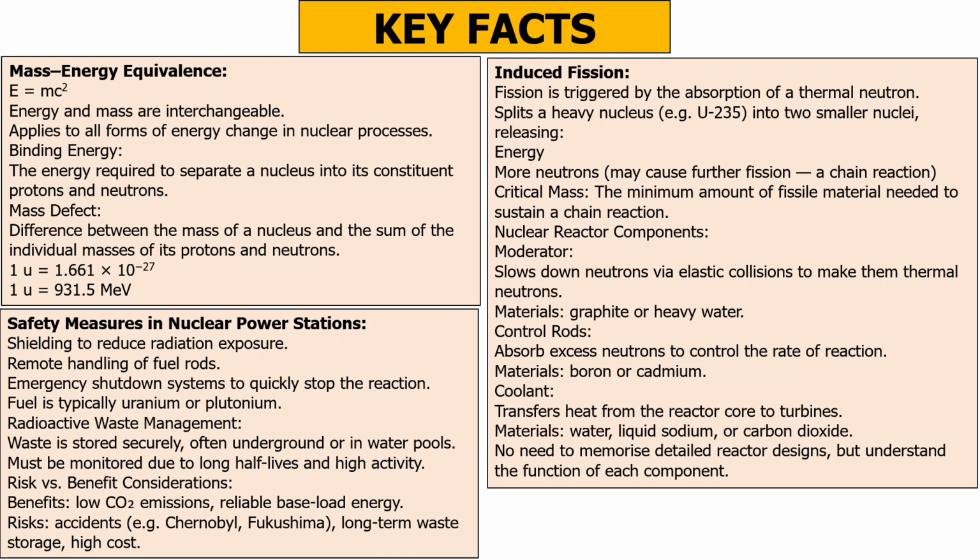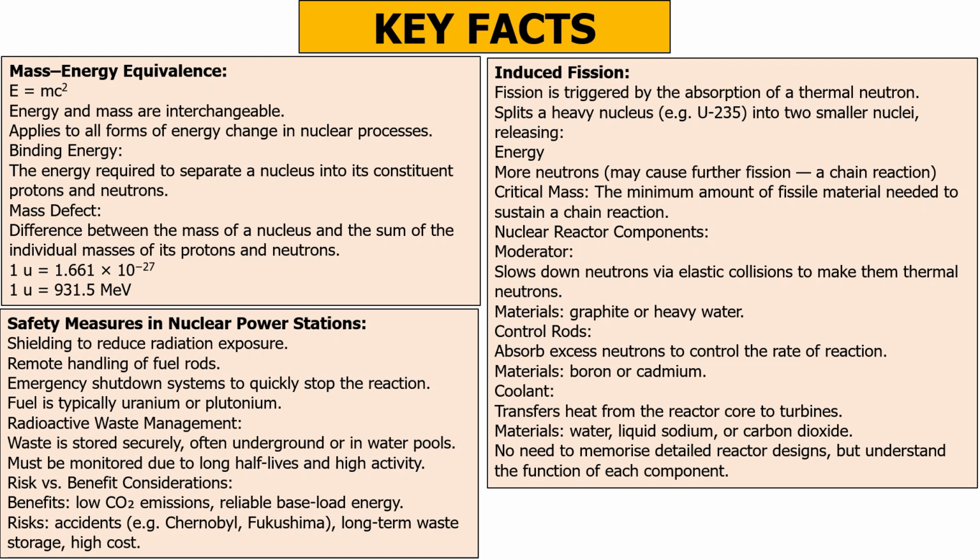Now, the safety measures in nuclear power stations are shielding to reduce radiation exposure, remote handling of fuel rods, emergency shutdown systems to quickly stop the reaction, and the fuel is typically uranium or plutonium. Now, the radioactive waste management system is that waste is stored securely, often underground or in water pools. It must be monitored due to long half-lives and high activity. Now, the benefits of nuclear power stations are low CO2 emissions and a reliable baseload energy, but the risks include accidents, long-term waste and high storage, and then high cost.